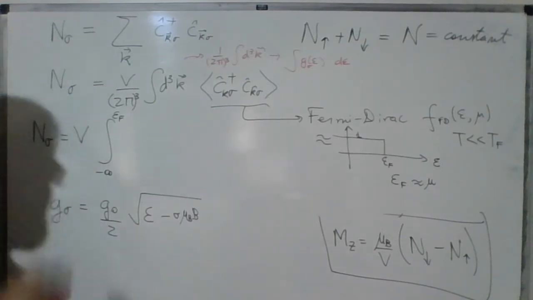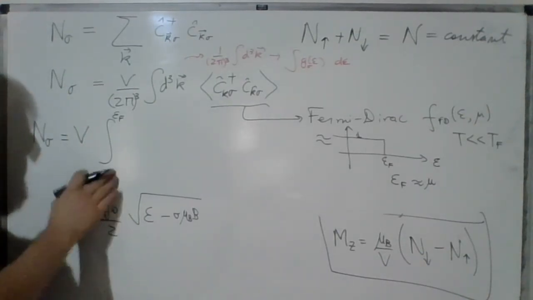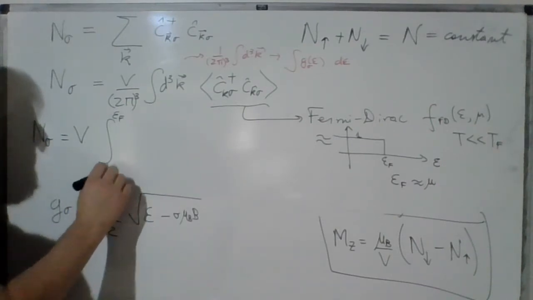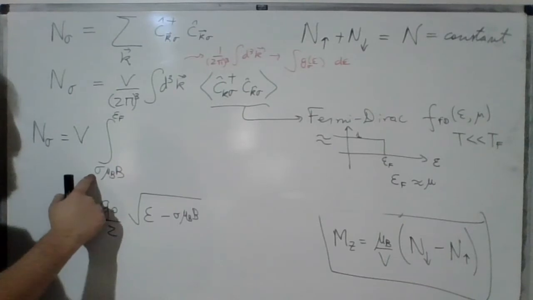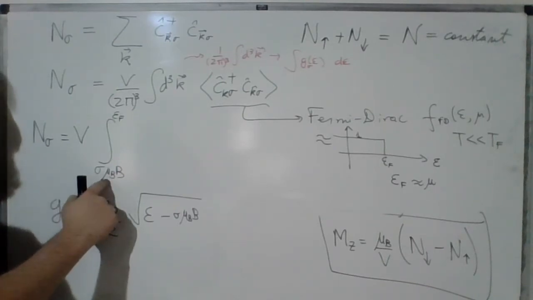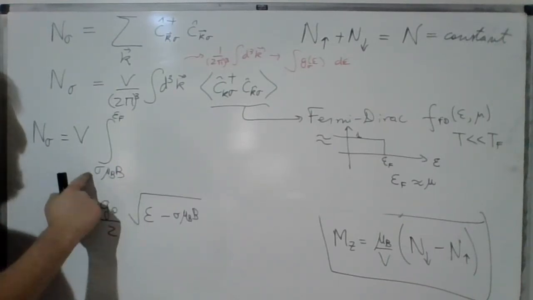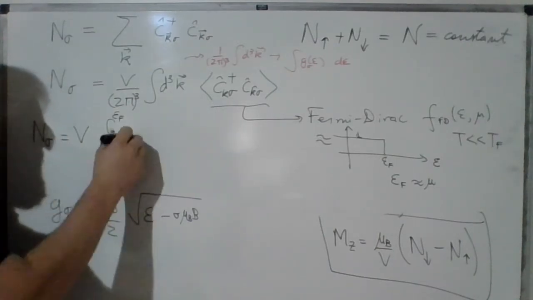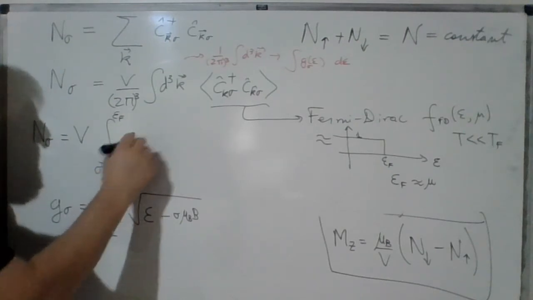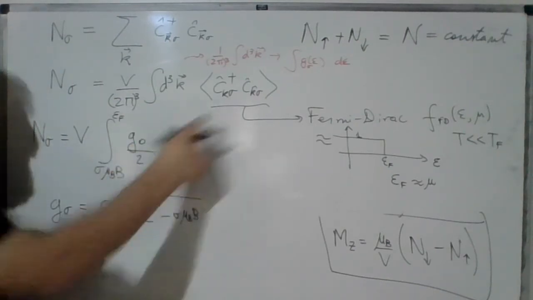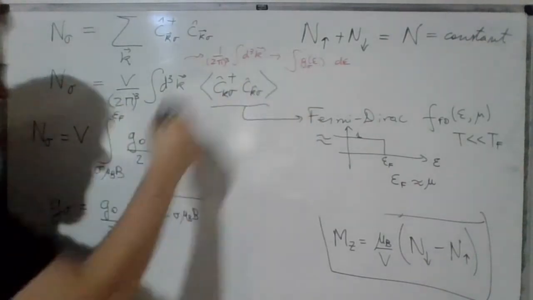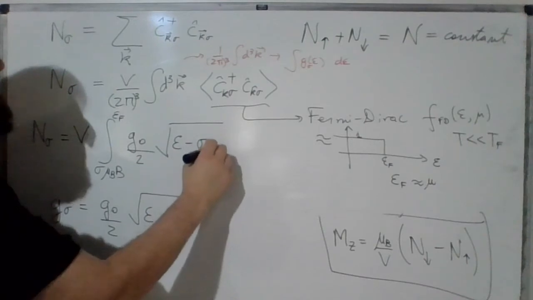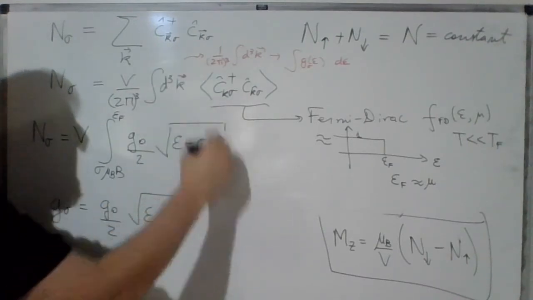Because of that, we start our integral from sigma Bohr Magneton times B. Notice that for up spins, it starts from plus Bohr Magneton times B. And for down spins, it starts from minus the Bohr Magneton times B. And this is the G0. This is the density of states, which we are talking about here: square root of the energy minus sigma times Bohr Magneton times magnetic field.